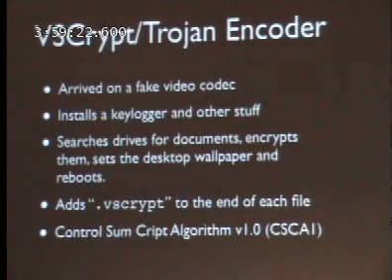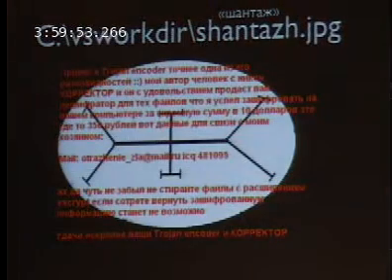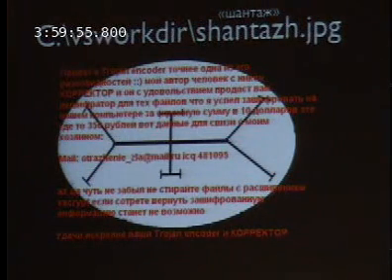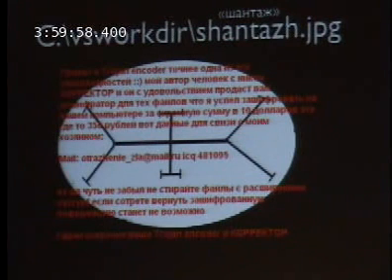So an example of bad crypto ransomware was the VS-Crypt Trojan. The author apparently called it Trojan encoder in Russian, but it was carried on a fake codec file. It pretended to be a Media Player 9 installer or something. It searches all your documents, encrypts them all, and says, send $10. Here, I'll show you the message. It sets the wallpaper on the desktop of the machine to this picture.